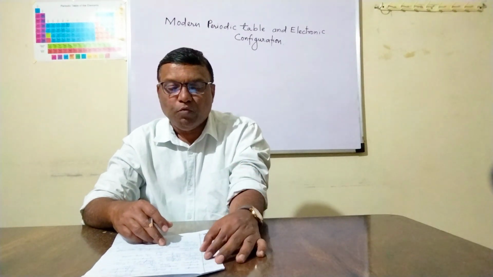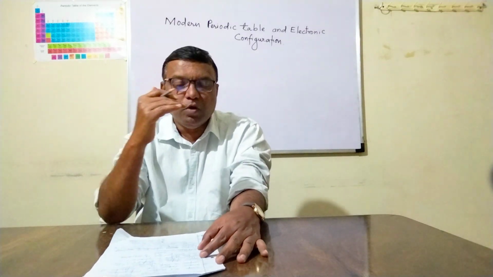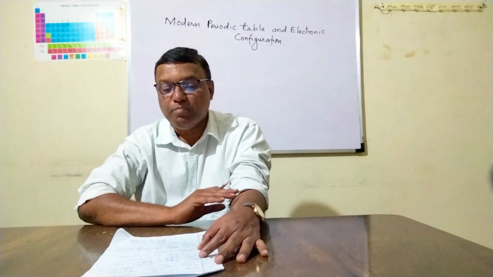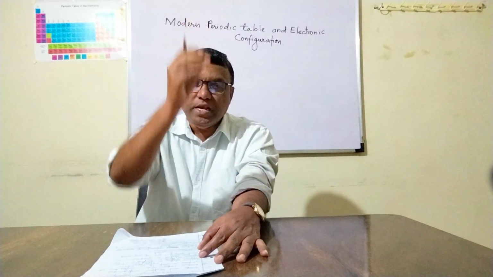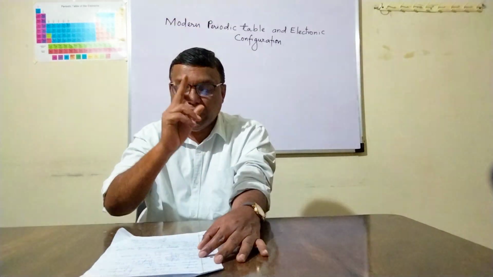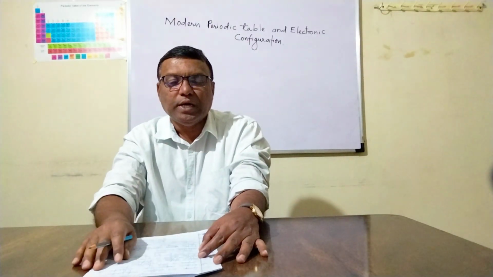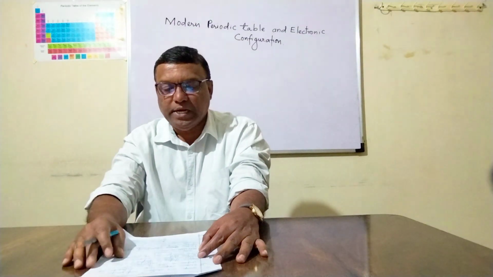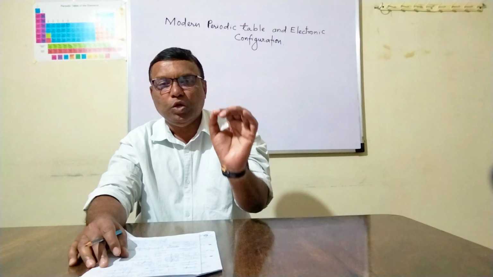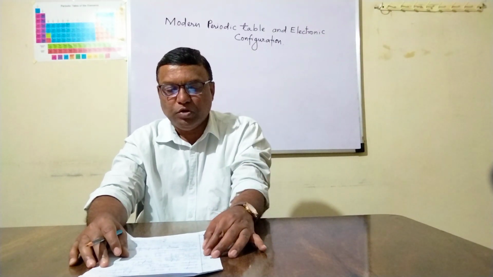Which thing? While going from top to bottom of any group, one electronic shell is added. This is very important. In any group, if we go from top to bottom of that group, one electronic shell is added. This is a very important point related with groups and electronic configuration.